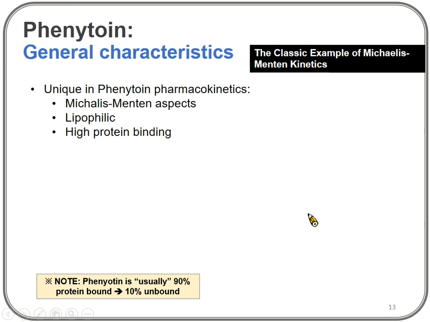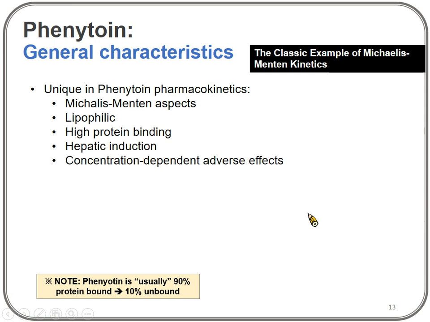But for phenytoin, the normal binding rate is up to 90% bound. So only 10% of phenytoin is unbound. And then there is hepatic induction. So it is not only influenced by the metabolism system in the liver, but it also induces other medications' effects by influencing the enzymes in the hepatic system.